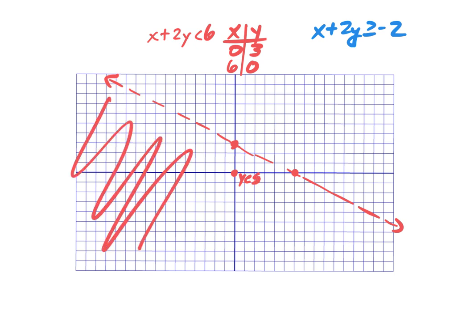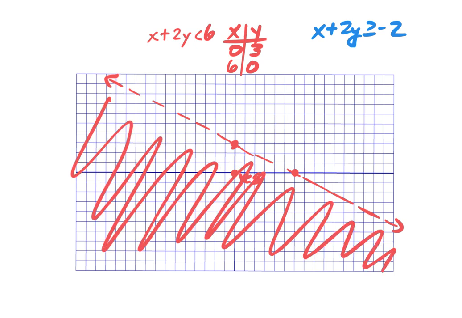So that's the way I would want to shade. If I said no, then I'm going to shade on the other side of the line. But it did work, so we say yes.